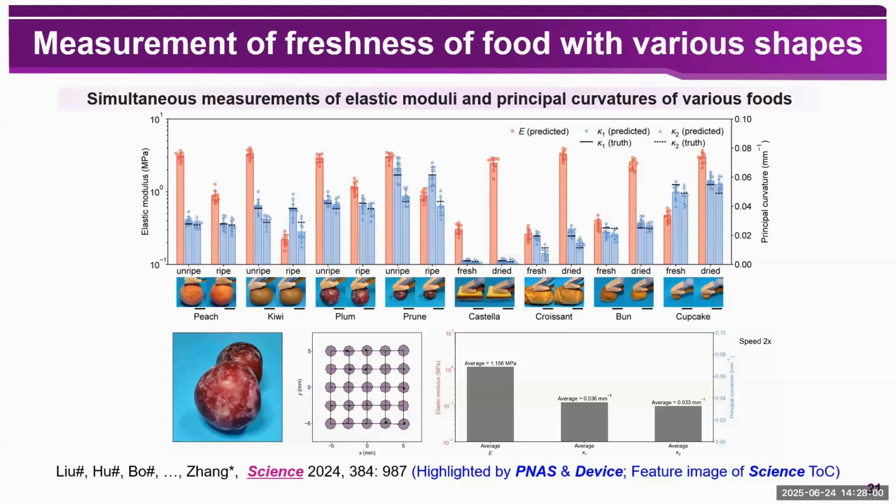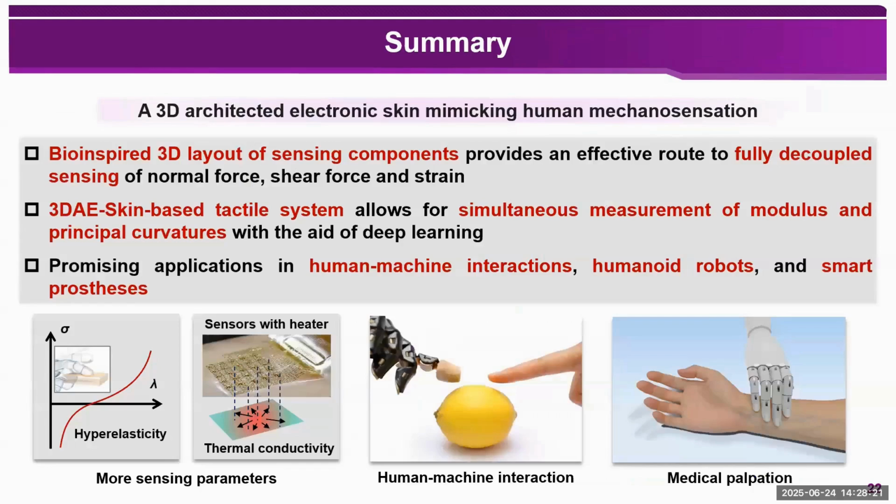So based on our developed system, we can use the e-skin device to measure quantitatively the elastic modulus of the fruit in both unripe and ripe conditions. Just within 1 second, we can determine the value of the elastic modulus that characterizes the softness. Okay, so in summary, I have introduced a 3D architected electronic skin device that mimics the human mechanosensation.